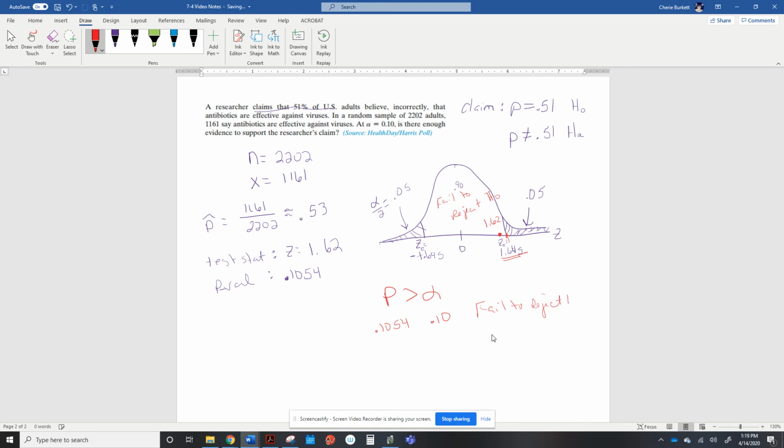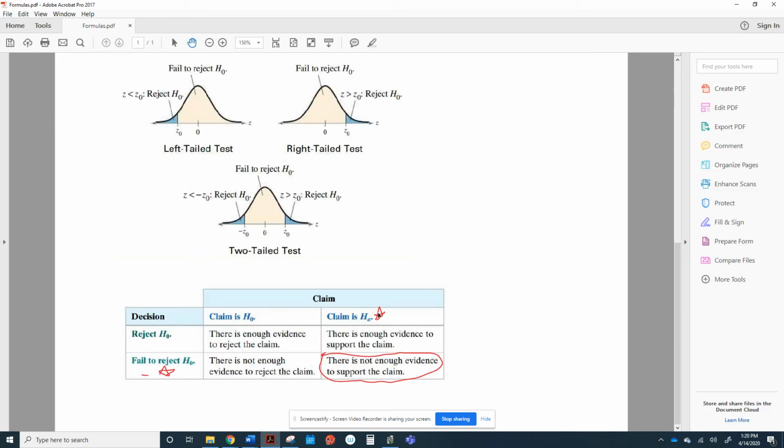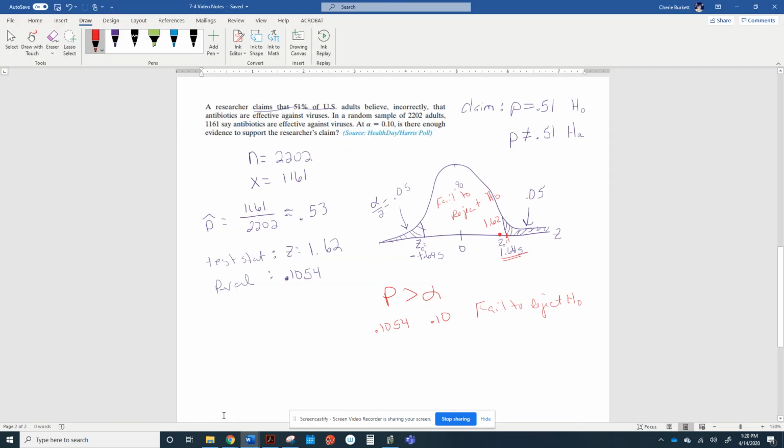All right, so now we need to draw our conclusion. So we need two things. What was the claim? The claim was your null, and we failed to reject the null. So on our little chart right here, this time the claim was the null and we failed to reject. So this is the answer this time. So there is not enough evidence to reject the claim.